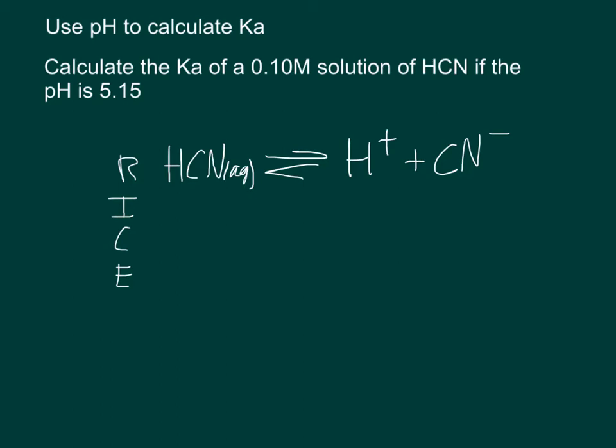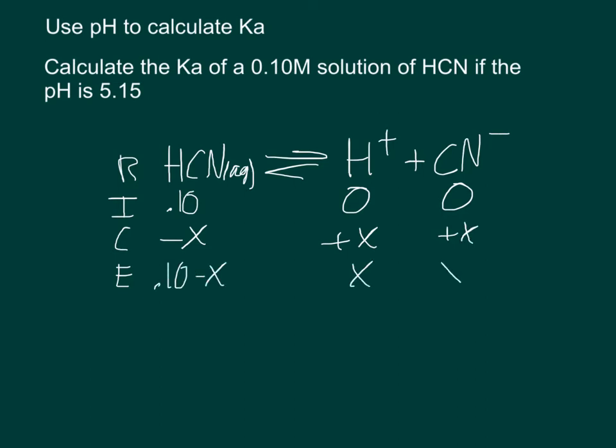The initial is 0.10, 0, 0, the change is minus x, plus x, plus x. So at equilibrium, this is 0.10 minus x, x, and x. Now, the other piece of information we're given here, since we're trying to find the Ka, which we don't know yet, is the pH. The other thing you could be given here would be percent ionization. In either case, it doesn't really matter. We can work backwards from that and use it to find x.